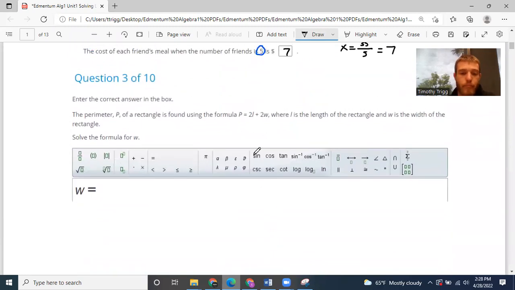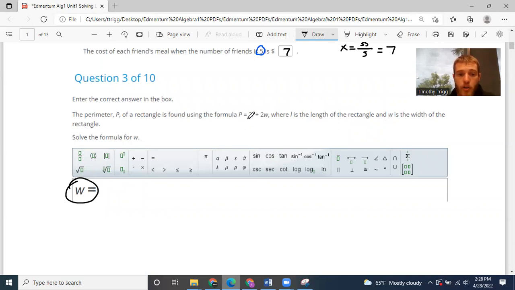All right. Next one. P equals 2 times L. That's not a 1. It's not 21. It's 2 times L in this case, plus 2 times W. This is for the perimeter of a rectangle. L is the length of the rectangle. W is the width of the rectangle. Solve the formula for W. So our goal is to get W by itself.